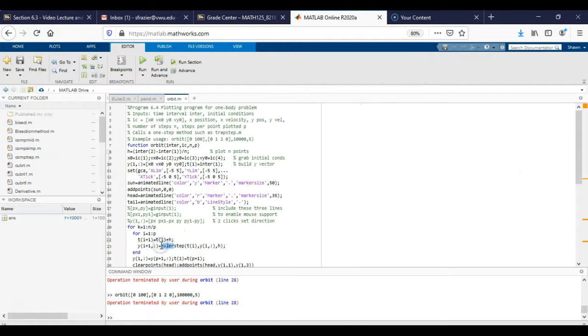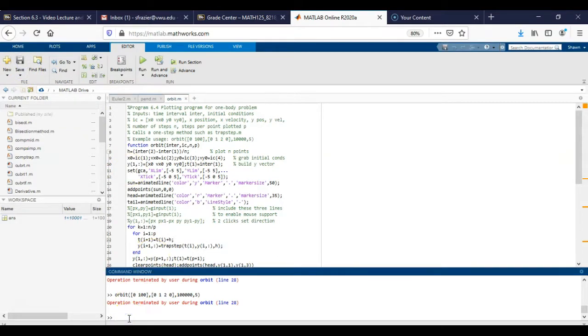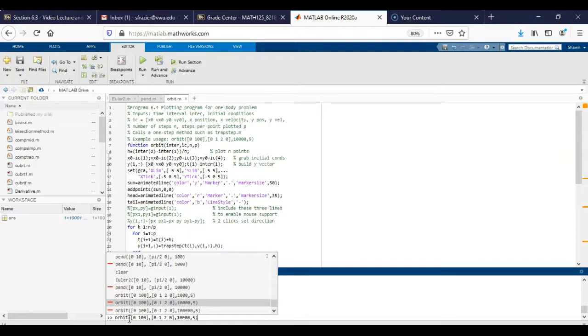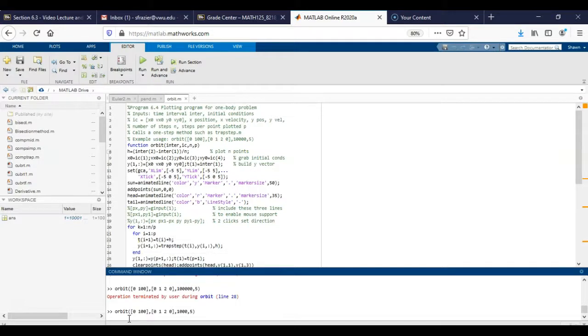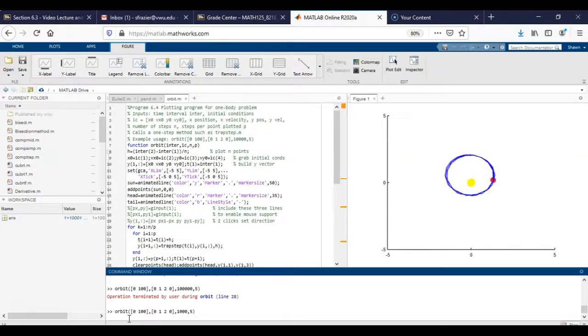So here I can just change this to trap step. It'll use the second method. So let's go back, save that, and rerun orbit with h equal to 0.1. So with h large, you can see that it's better than Euler, but it's still not very good.